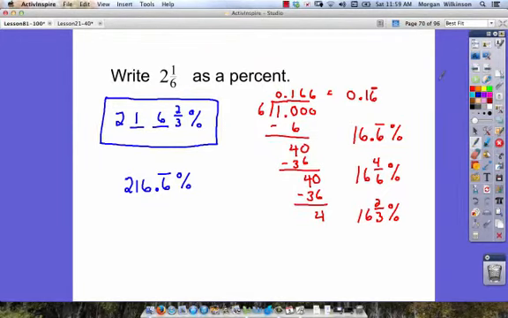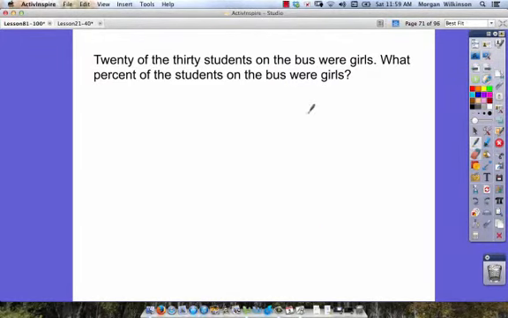We've got one more problem today. 20 of the 30 students on the bus were girls. What percent of the students on the bus were girls? So 20 out of 30 were girls. So if we reduce that, that means 2 out of 3.